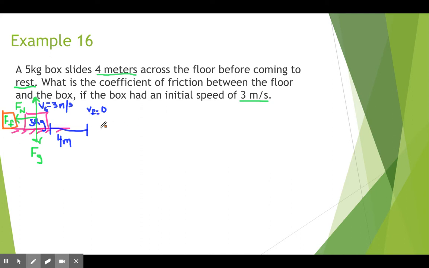Okay, so in this case, the total work is equal to the change in kinetic energy. We know that the work done here is by this frictional force. So the work done by friction is the total work.